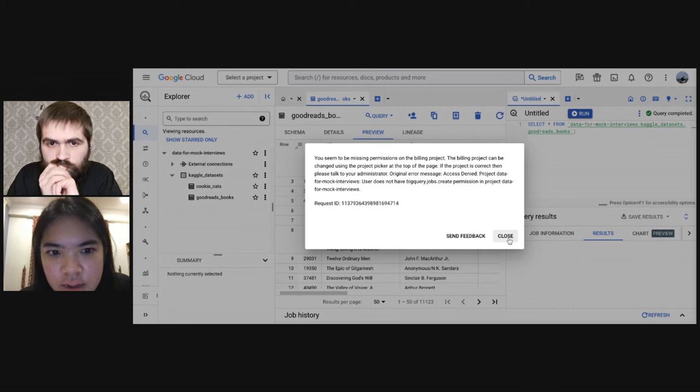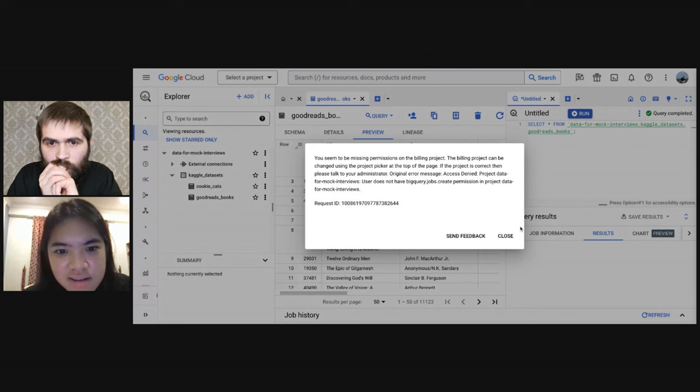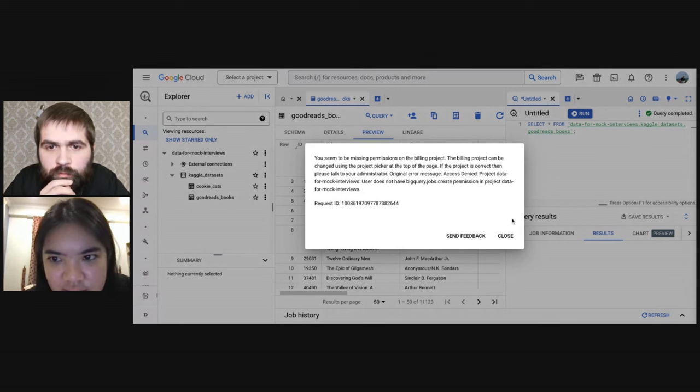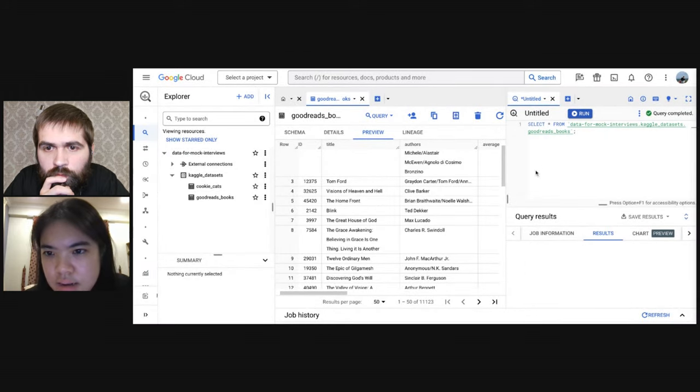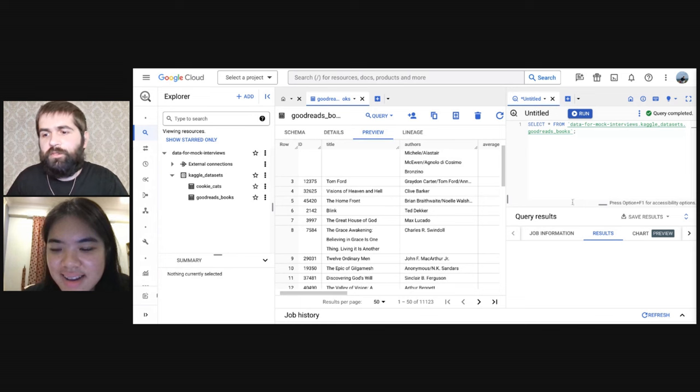Oh, it's something on my side. Sorry, you have some missing permission changes. Okay, it sucks, but let's try not with BigQuery. I will send you another service for it. Wait a minute.